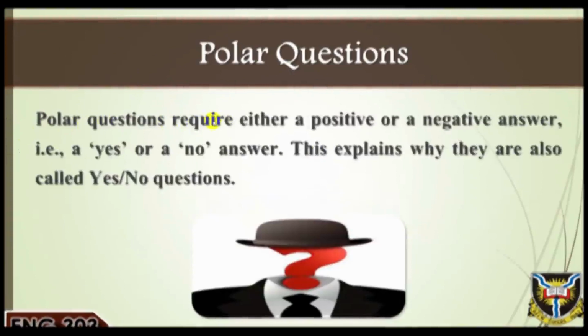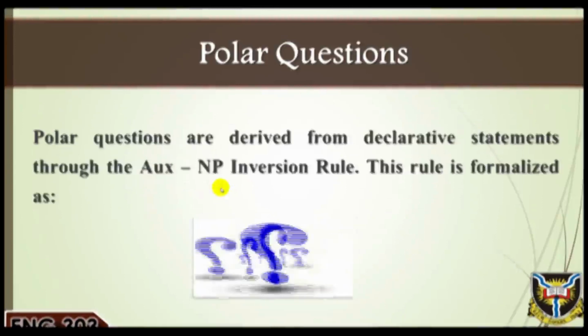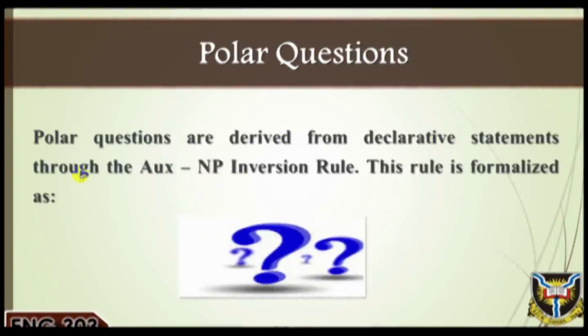Polar questions. Polar questions require either a positive or a negative answer, for example, a yes or a no answer. This explains why they are also called yes or no questions. Polar questions are derived from declarative statements through the Aux-NP inversion rule. This rule is formalized as follows.